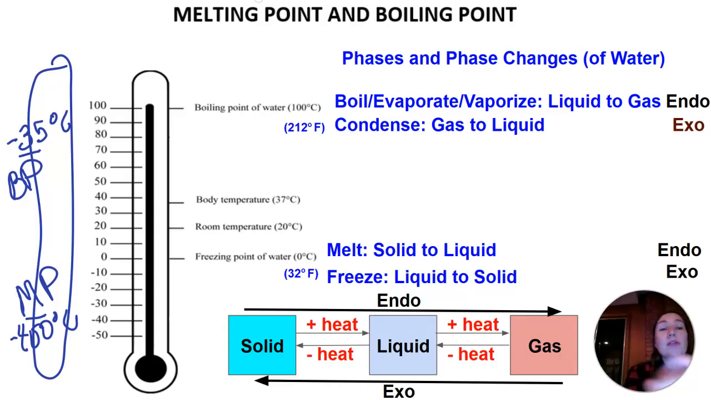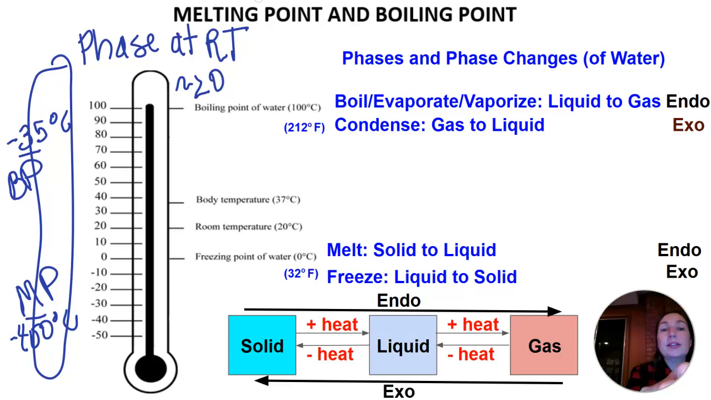And then what if the question is, what is the phase at room temperature? So I want to know, what phase is this in at room temperature? Well, I need to recall that room temperature is about 20 degrees C. And then I need to think of it. Anything below -400 degrees C, by the way, is going to be solid. If it's between -35 and -400, that's when it's going to be liquid, somewhere in the middle here.